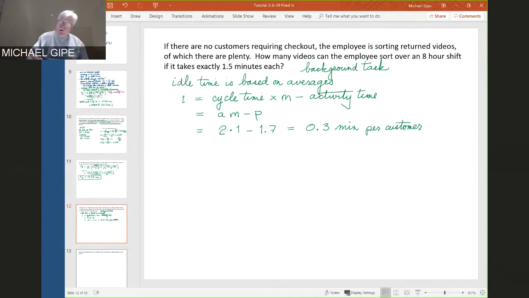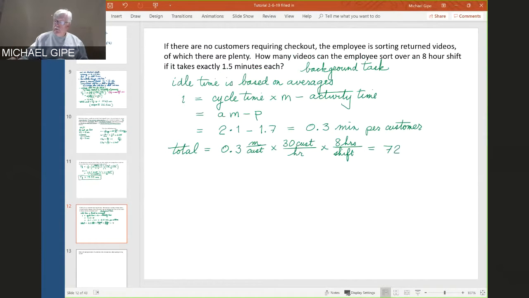And that's an important distinction because now we have to figure out the total based on the number of customers that we have. And that's going to be 0.3 minutes per customer times the 30 customers per hour that we have coming in times the 8 hours per shift equals 72 minutes per shift for the employee.